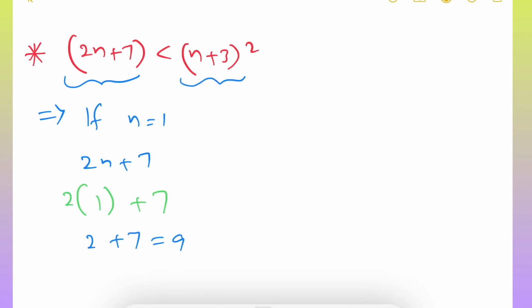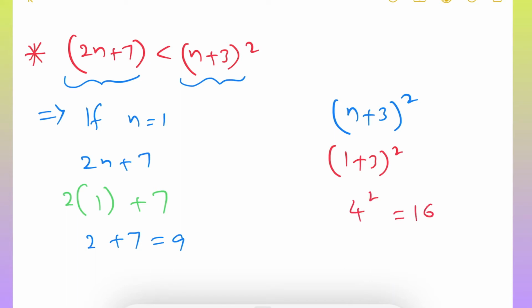Now the right side part, that is (n plus 3) whole square. Again, same, substituting 1 in the place of n. So (1 plus 3) whole square, that is nothing but 4 square. 4 square equals to 16.